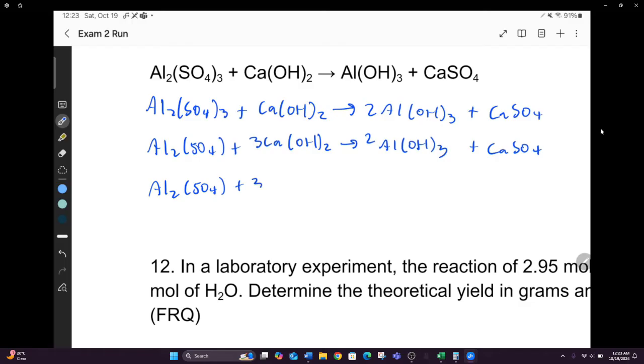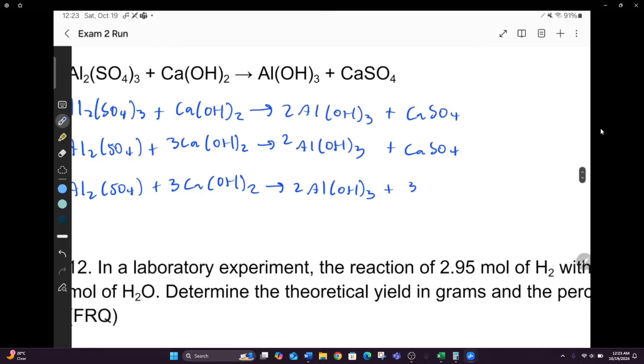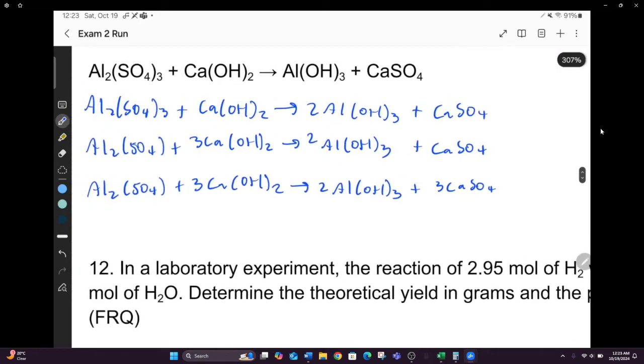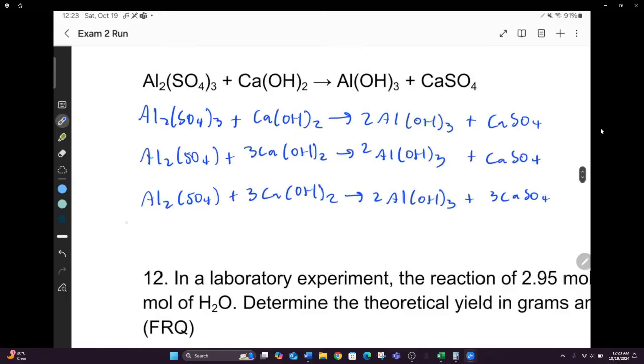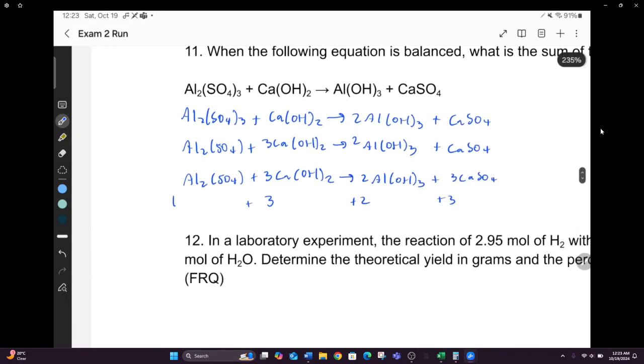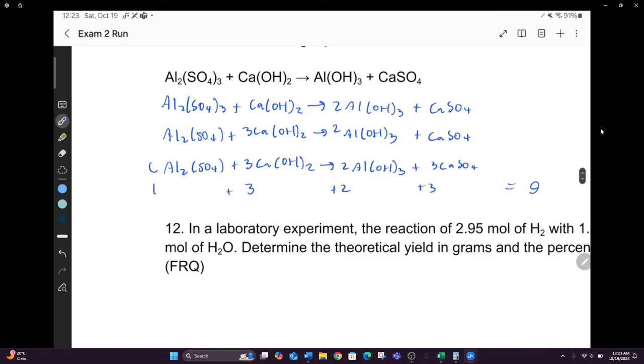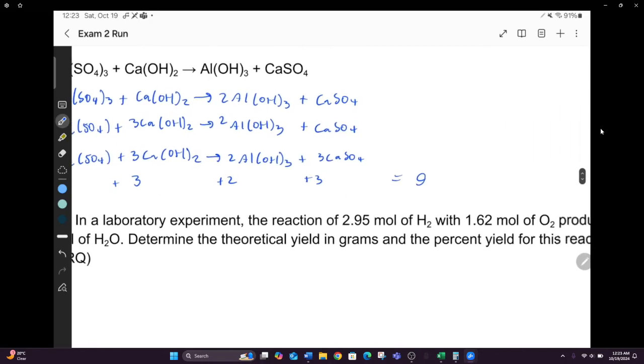So Al2(SO4)3 plus 3Ca(OH)2 goes to 2Al(OH)3 plus 3CaSO4. And it's asking what is the sum of the coefficients when we balance it. So we've done this balancing work. There's a 1 plus a 3 plus a 2 plus a 3. That sums up to 4, 6, 9. And again, don't forget there's a 1 here. So 9 should be your answer.